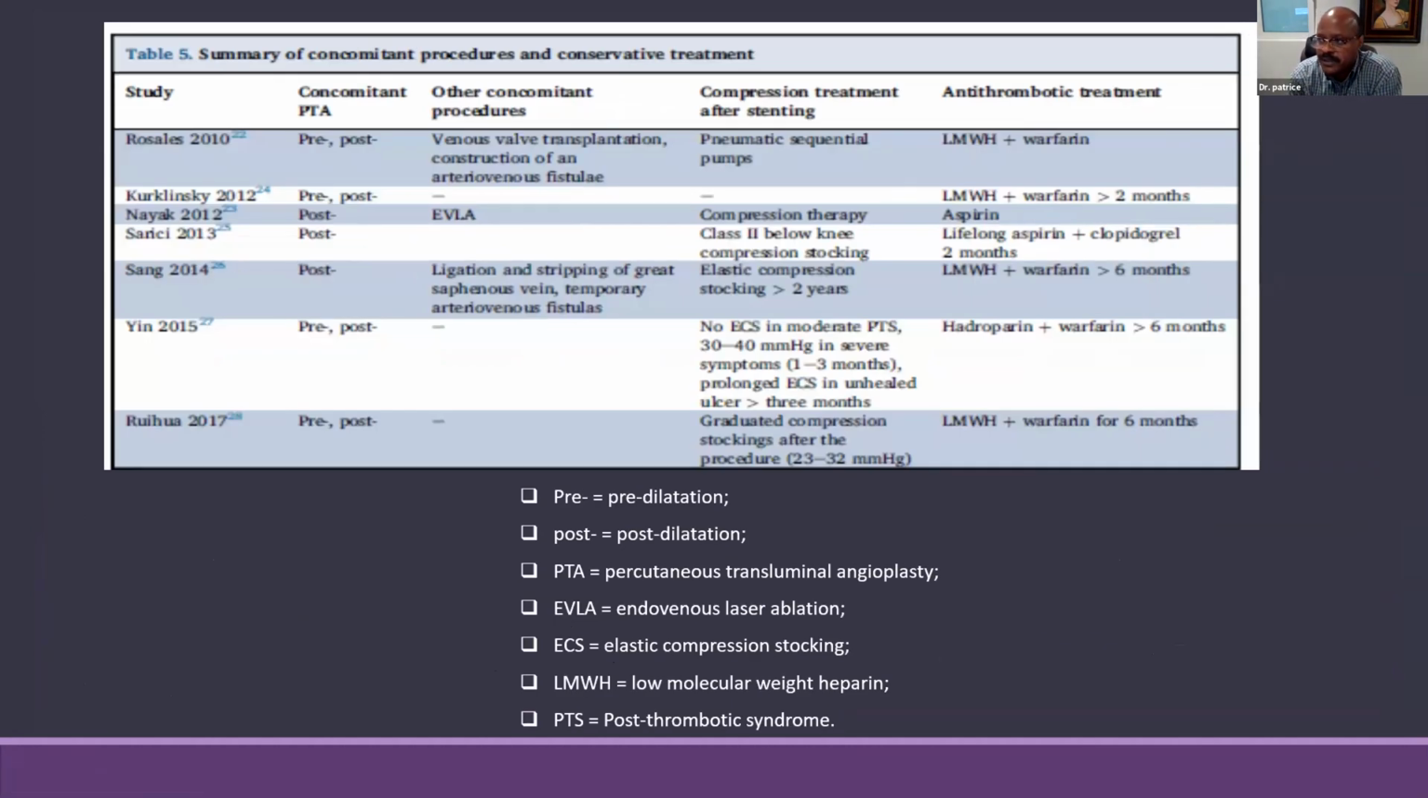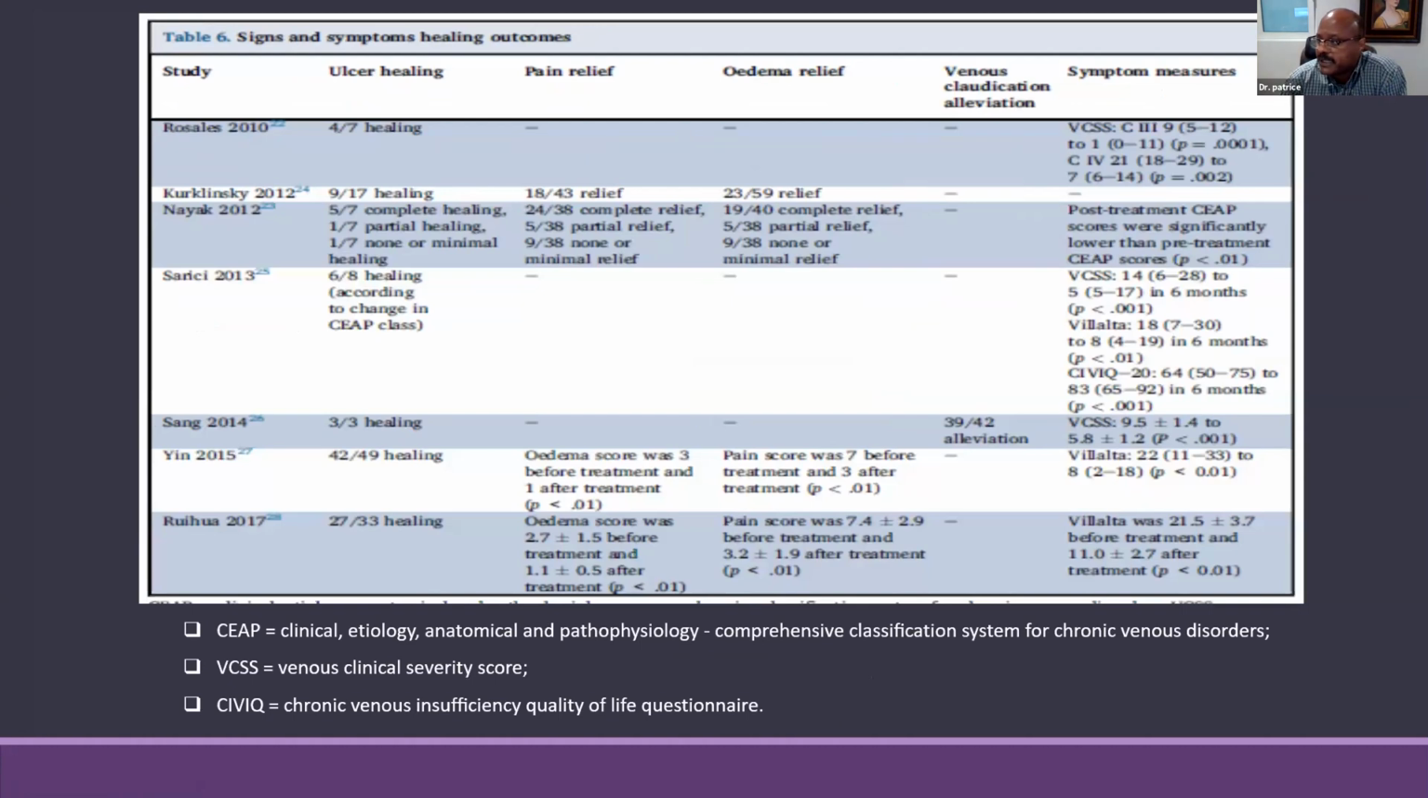They did a summary of concomitant procedures and conservative treatment, which is a key. Only 3 of the publications reported them. The rest of the publications didn't report any concomitant procedures, which is a bit of an issue. And then they looked at the sign and symptom healing outcomes. As you can see, most of them used the VCSS, and some of the publications used the Villalta. Only 2 publications used the Villalta score. The rest used other assessment methods, so CEAP, VCSS, and CIVIQ were used.